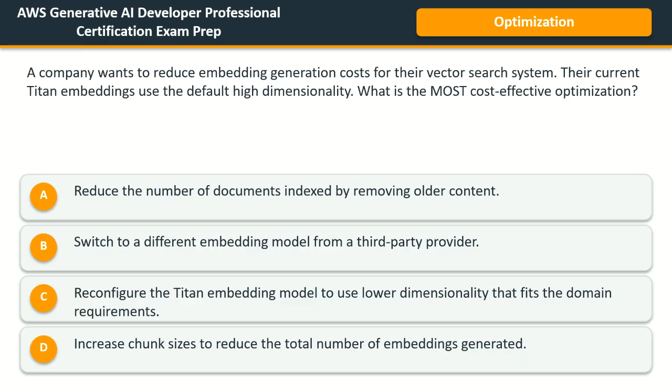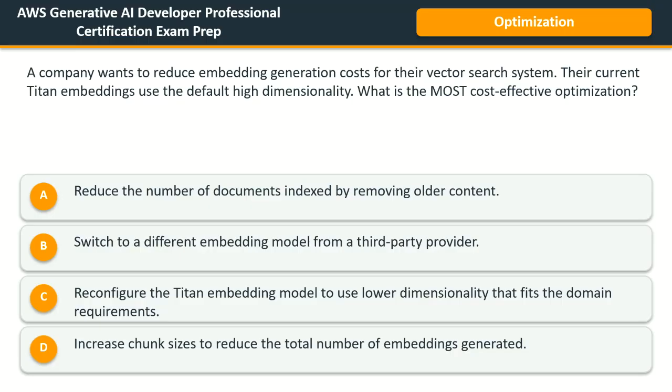Option B suggests switching to a third-party embedding model. That introduces migration effort, re-embedding cost, and operational complexity. The exam strongly prefers native optimization before architectural replacement.